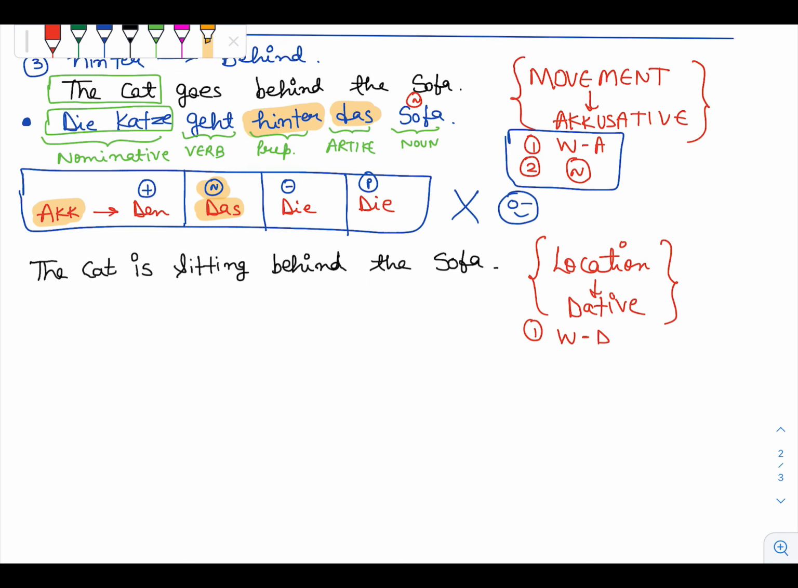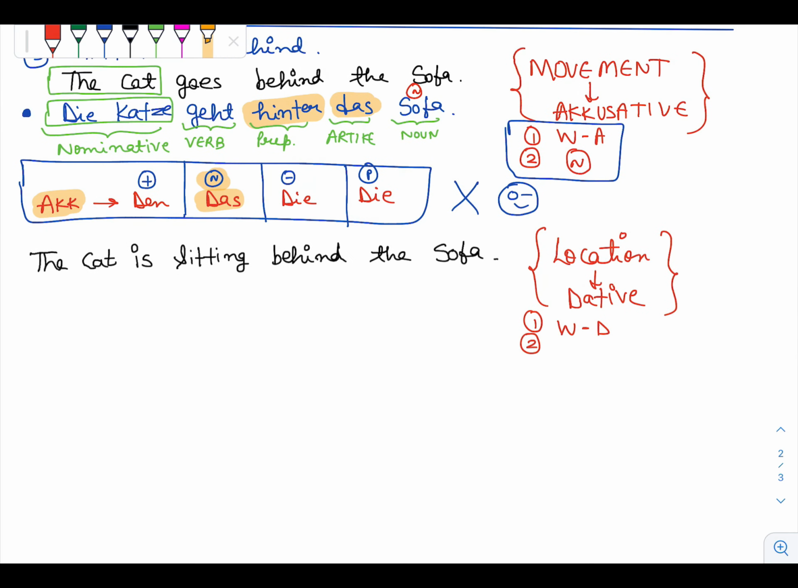So one thing is clear, Wechsel of dative. What second thing do we require? Here is our preposition. Okay, first I need to write the German sentence. The Katze, again now it's sitting, so I will use the verb sitzen, again conjugated according to third person. The cat sitzt hinter dem Sofa.